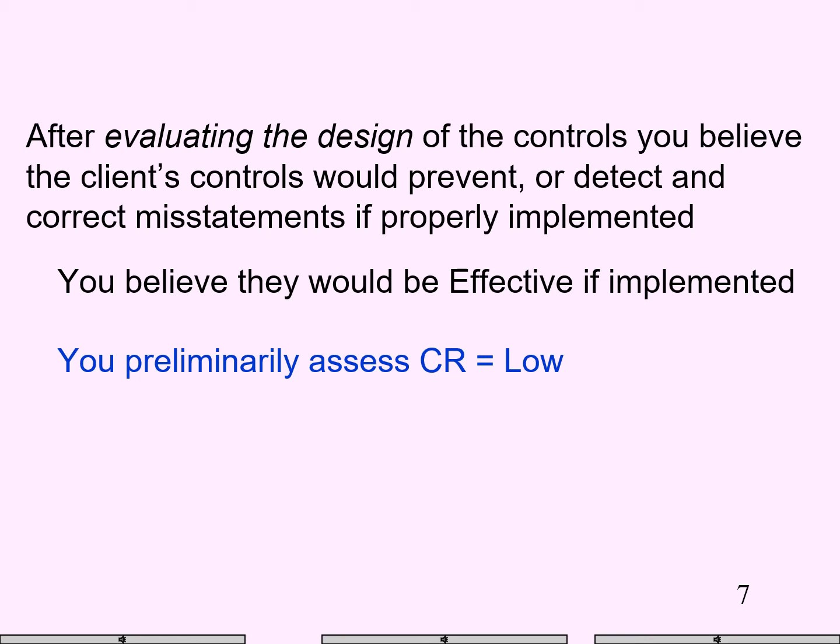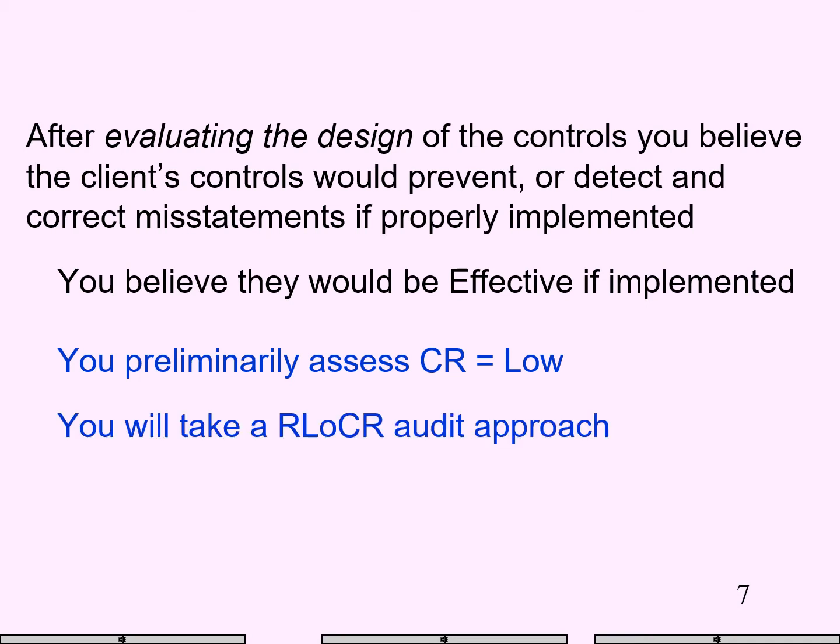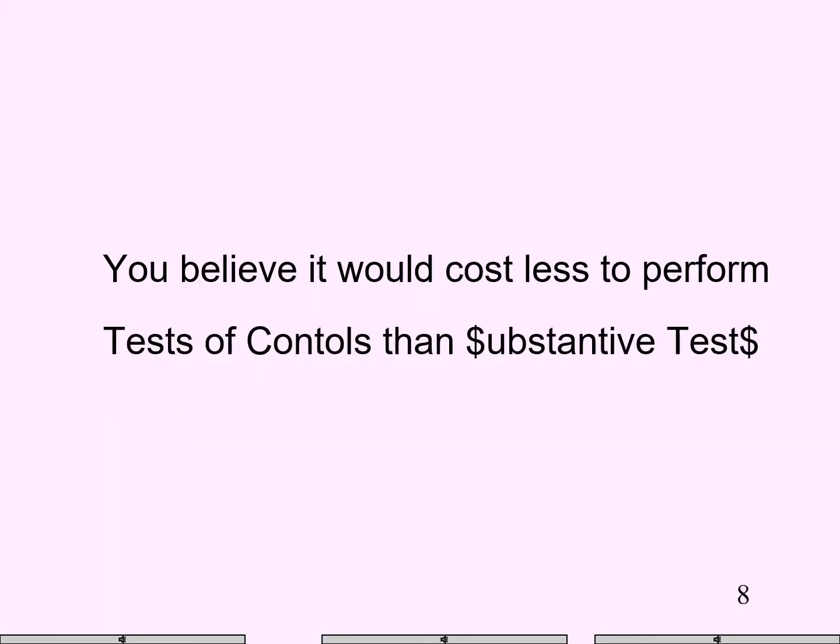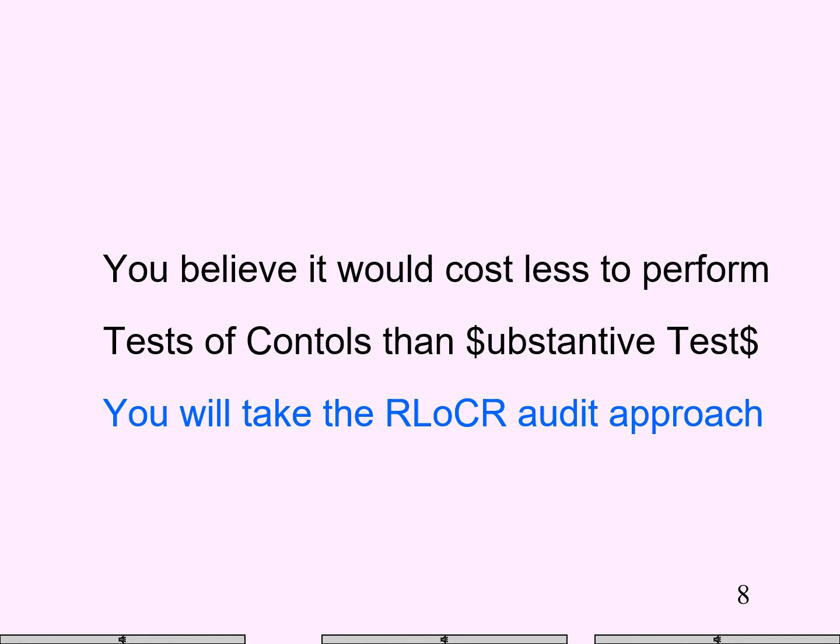Okay. After evaluating the design of the controls, you believe the controls are effective. They would prevent or detect and correct. You preliminarily assess control risk is low. We're going to take a reduced level control risk approach. We believe that tested controls would cost less than substantive test. That's what we're hoping for. We'll continue to take a reduced level of control risk approach.